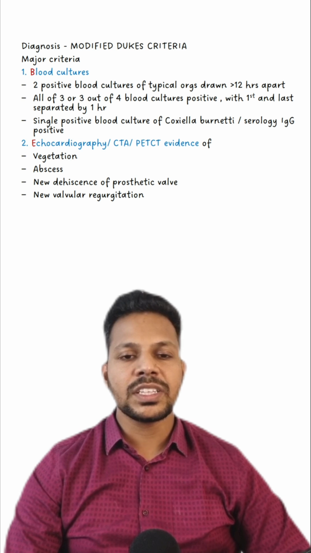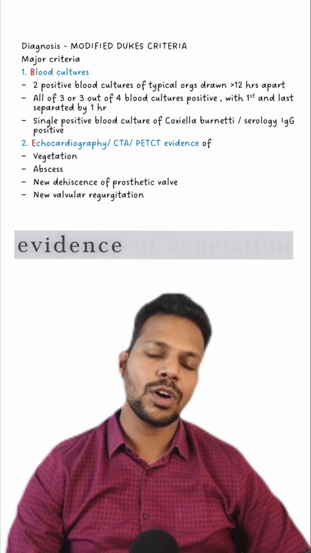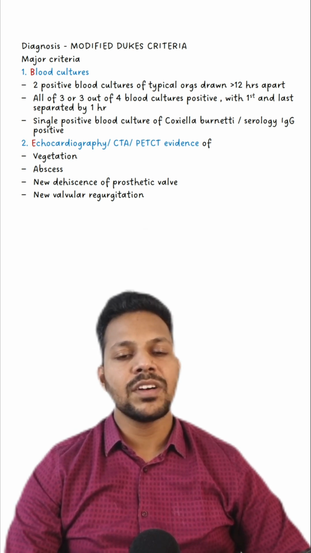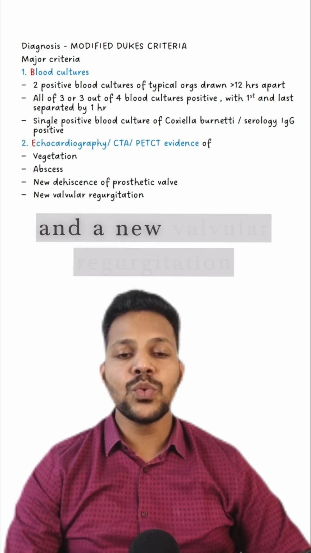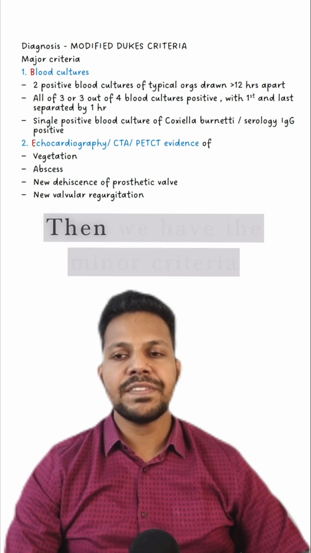Now number 2, the echocardiography or CT angiography or PET-CT, basically radiographic evidence of vegetation or abscess or new dehiscence of the prosthetic valve and a new valvular regurgitation. These two come under the major criteria. Then we have the minor criteria.